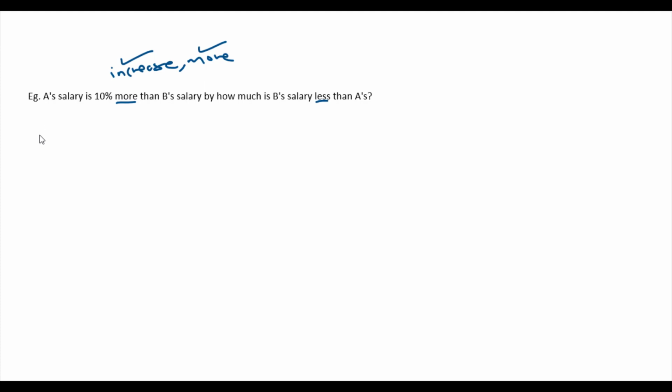Let's see how to solve this one. A's salary is 10% more, so 10% in ratio form is nothing but 1 by 10. Since it is increasing, it is more, we'll increase the denominator by 1. What we'll get is 1 by 11. So B's salary will be 1 by 11% less than that of A, which is nothing but 9.09%.